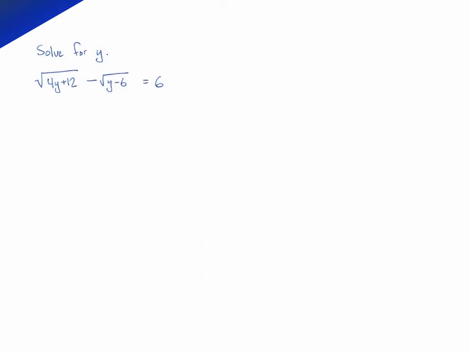If we have the example, the square root of 4y plus 12 minus the square root of y minus 6 equals 6, to isolate the first term, we'd add the second term to both sides. Now we can square both sides to cancel out the first term.